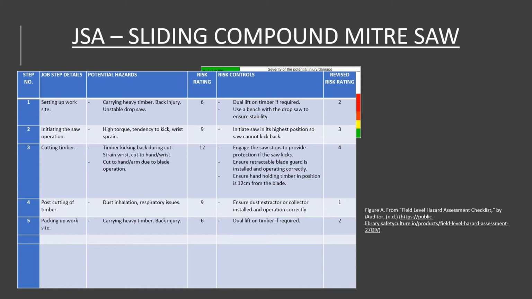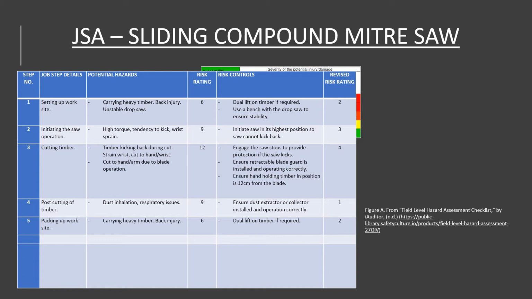Cutting timber. Potential hazards: timber kicking back during cut, strain to wrist, cut to hand or wrist, cut to hand or arm due to blade operation. Risk rating of 12. Controls: engage the saw stops to provide protection if the saw kicks. Ensure the retractable blade guard is installed and operating correctly prior to use. Ensure the hand holding timber in position is 12 cm from the blade. Revised risk rating of 4.